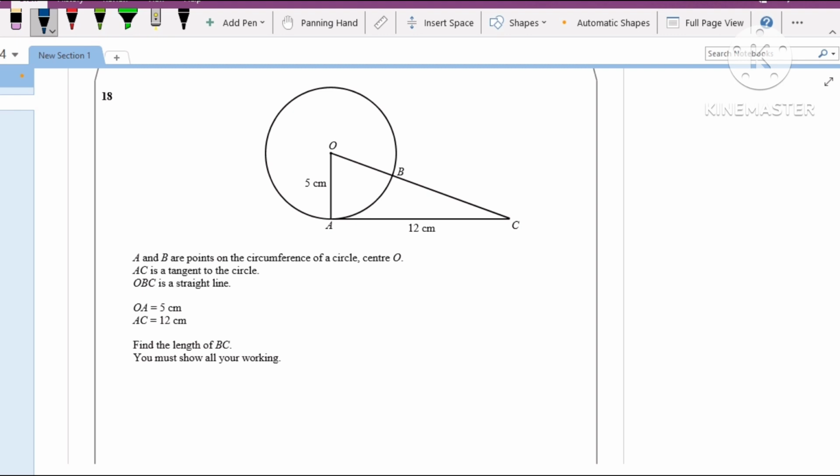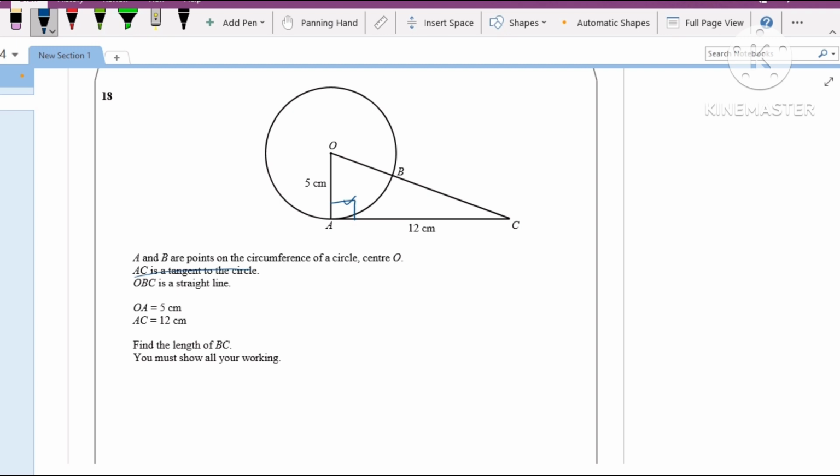A, B are points on the circumference of a circle, center O. A, C is a tangent to the circle. It means this is tangent. We know that the angle between radius and tangent is 90. So by this line we can draw this 90. OBA is a straight line, OB is a straight line, okay, OA is 5.